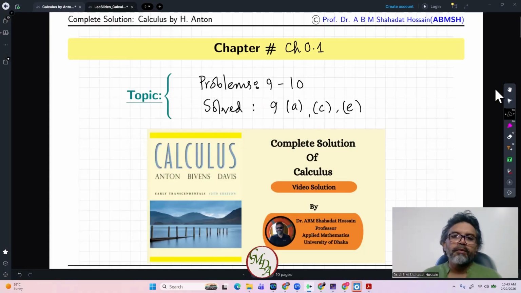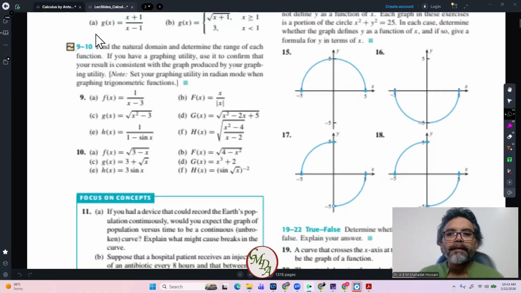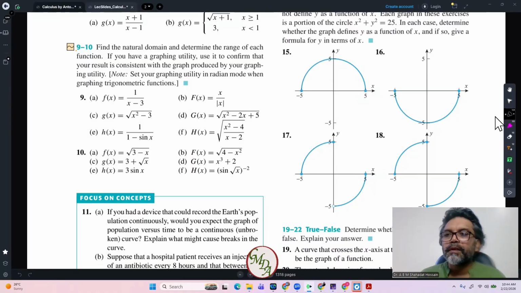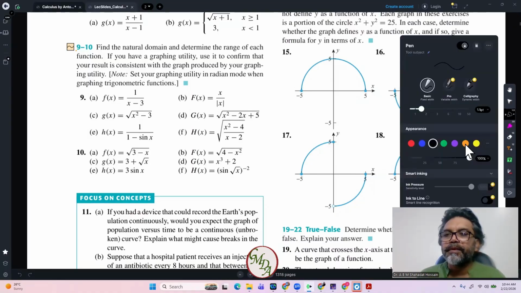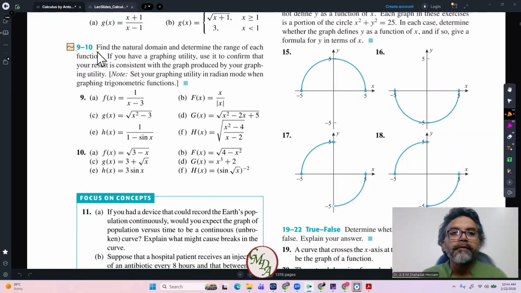Okay, so let's have a look at the problem first. This is basically a pre-calculus topic, and the exercise is asking to find the natural domain and determine the range of each function. If you have a graphing utility, you can confirm your result by producing the graph. What is the natural domain? First of all, you need to know the domain and the range of this function.